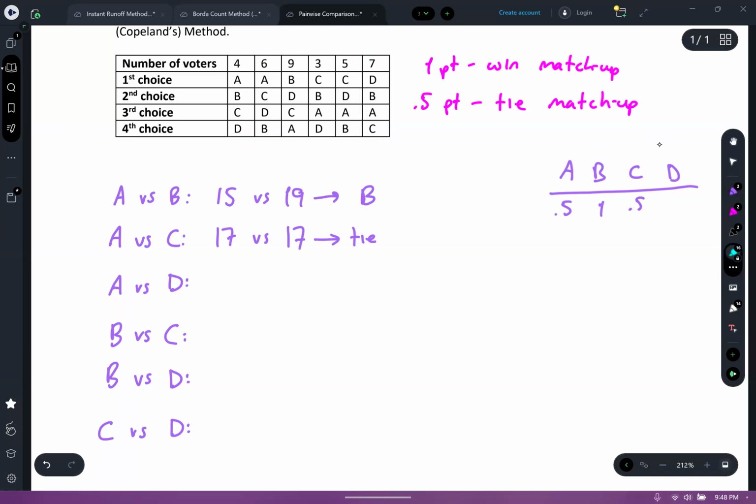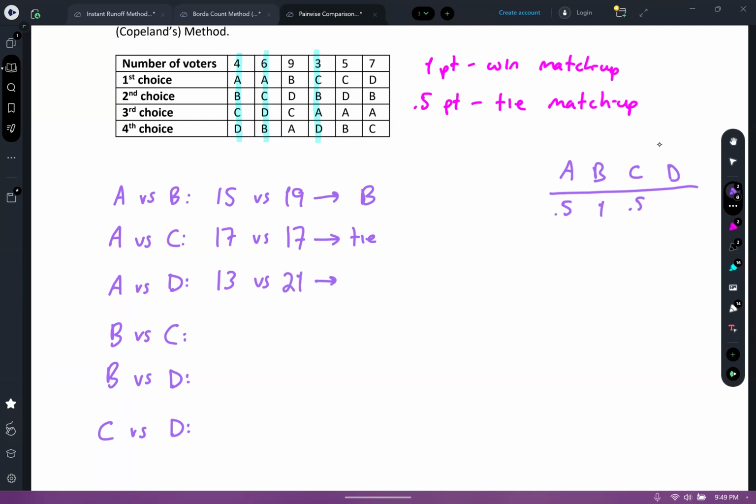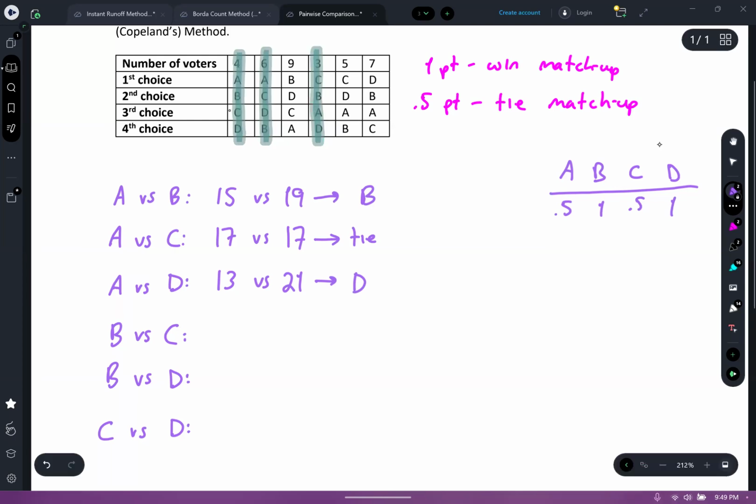Next, for A versus D, let's look for where A is above D in the preference schedule. So the first 2 columns, and then the 3 voters there. That would be 13 voters ranked A above D, and the rest of them ranked D above A. The rest of them would be 9 plus 5 plus 7, which would be 21. So that matchup, 13 versus 21, D wins that matchup. So D would get a point for the A versus D matchup.